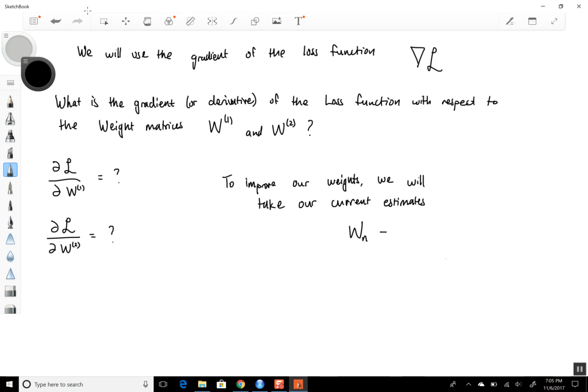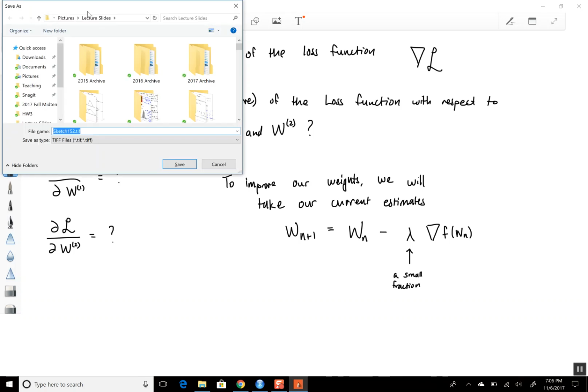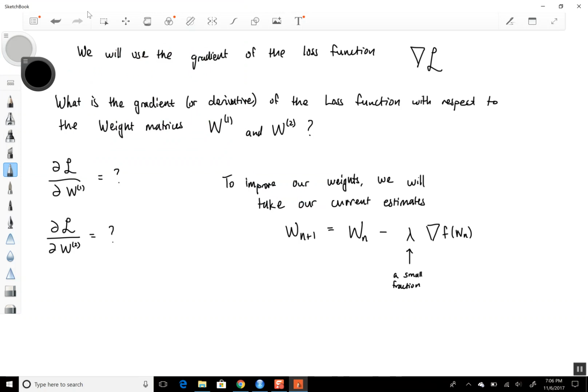W at time n, and what we're going to do is subtract off a small fraction of the gradient of our function. So in this case, our loss function, what's the gradient at our current set of weights, and this is going to be the next set of weights we use. Once we've taken a small step, we recalculate the gradient, and we're going to take another step. So at each step we're calculating the direction that points to the steepest climb, and we go in the opposite direction. We just take a tiny small step.